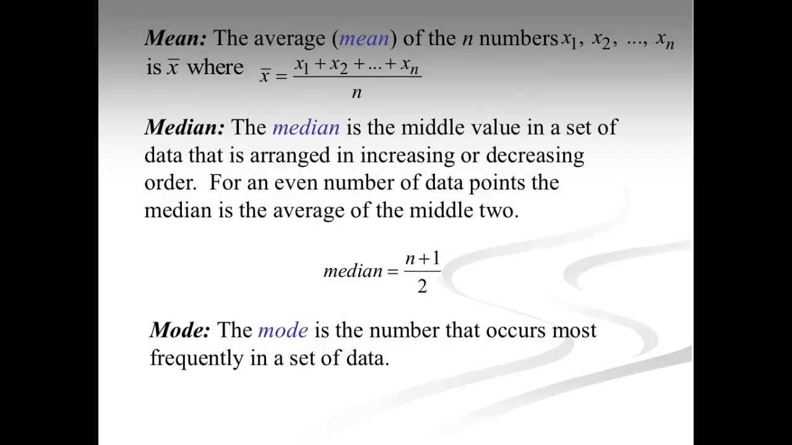So the mean is the average of the numbers, and we find that by taking all of the numbers, adding them together, and dividing by n, where n represents the total amount of numbers or the total frequency.